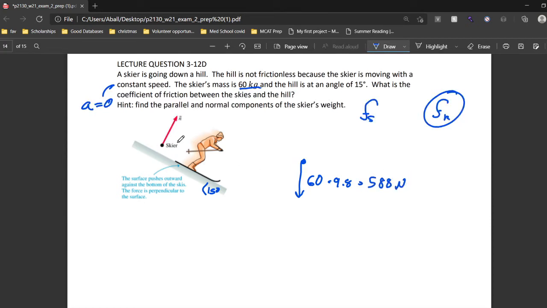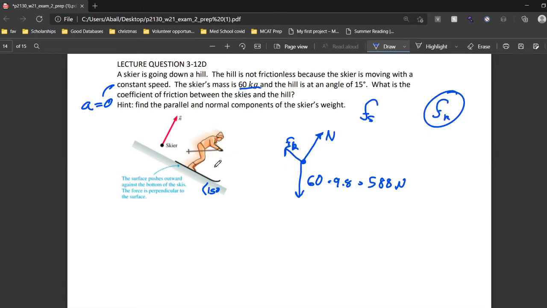We know that there's some normal force being applied between the slope and the skier. So that one's at an angle. And this is the normal force. And then we know there's some frictional force taking place because in the problem it says the hill is not frictionless. So this is occurring at an angle, and that angle is equal to the angle of the slope. So this is Fk, the kinetic frictional force.